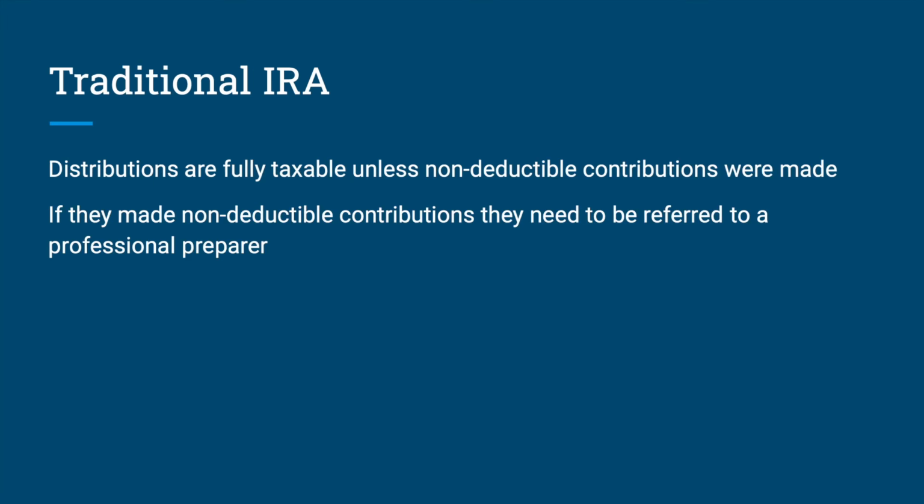So for a traditional IRA, in general, the distributions are going to be fully taxable unless non-deductible contributions were made by the person contributing to the plan. And if they made non-deductible contributions, they need to be referred to a professional preparer. So in general, for our case, it's going to be fully taxable in pretty much every single case. Otherwise, they need to be referred to a professional preparer.